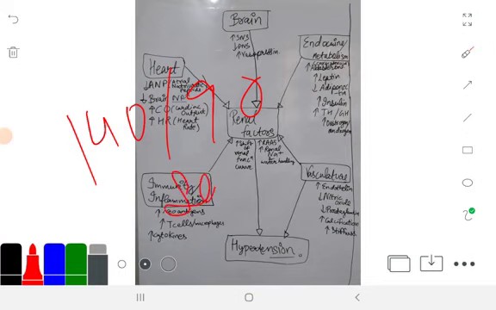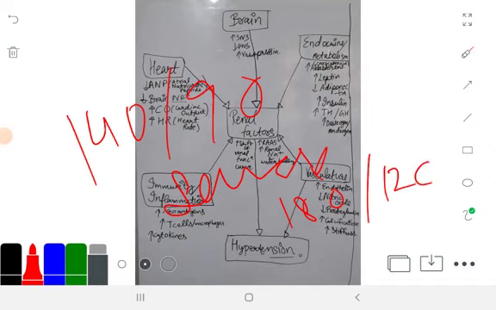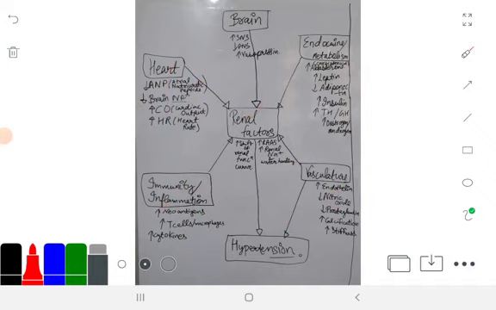Hypertension is considered severe if the pressure is above 180/120 systolic and diastolic blood pressure. Now, what are the causes of hypertension? Hypertension is mainly caused by renal factors and vasculature factors.